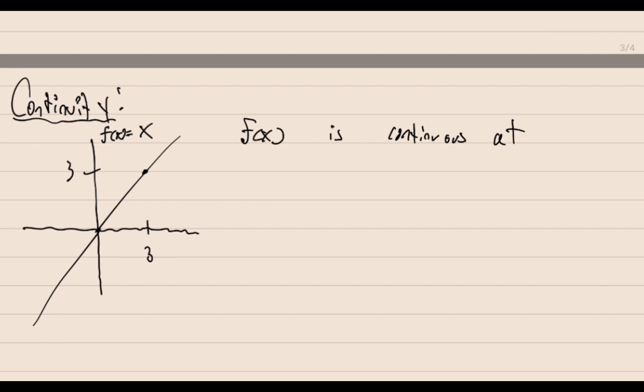at x, let's call it x naught, at some point x naught, if and only if the limit as x goes to x naught of f of x is also equal to f of x naught. So this is what this is telling us: if the limit exists and it's equal to the function value at this point x naught, then we have continuity at this point.